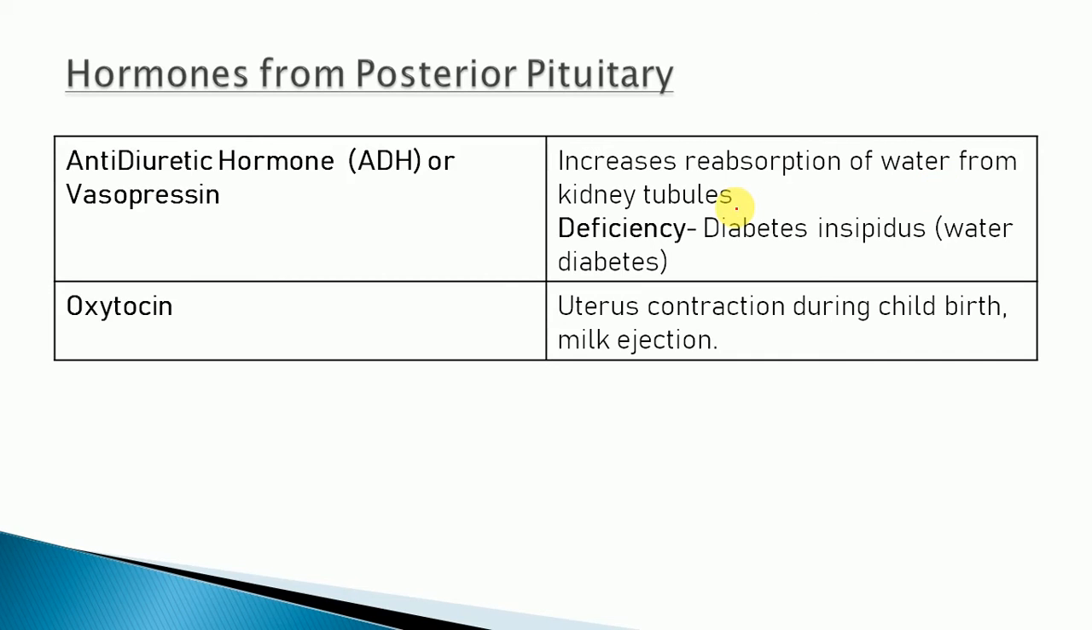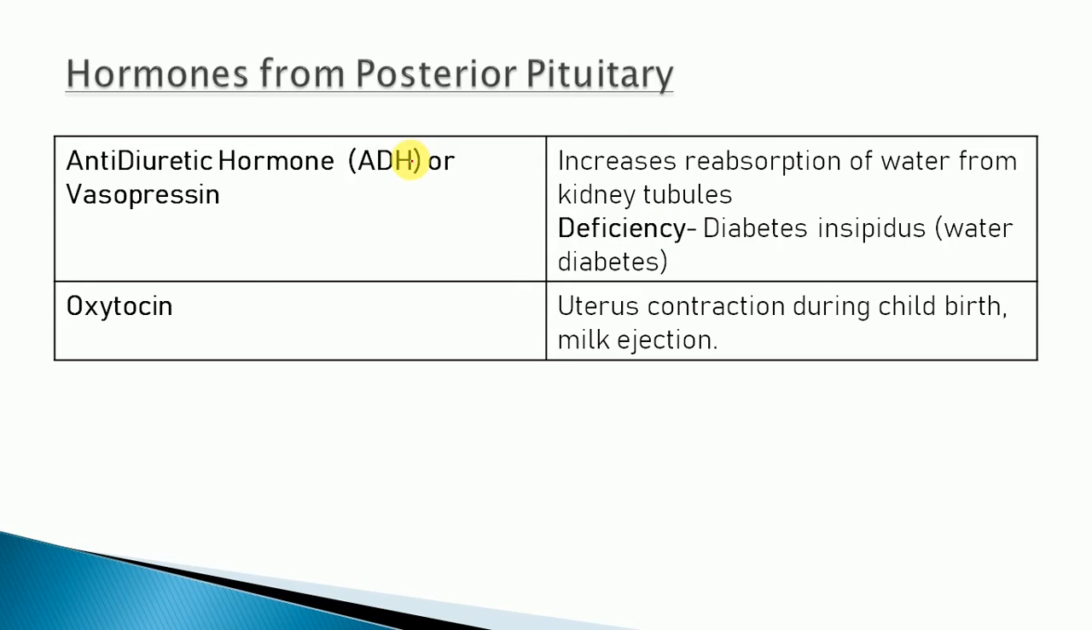Means in the excretory system, if you study, you will see that the nephron, which is the structural and the functional unit of kidney, helps in the urine formation by three processes. During those processes, water is reabsorbed from the nephron, so that reabsorption is stimulated by antidiuretic hormone.